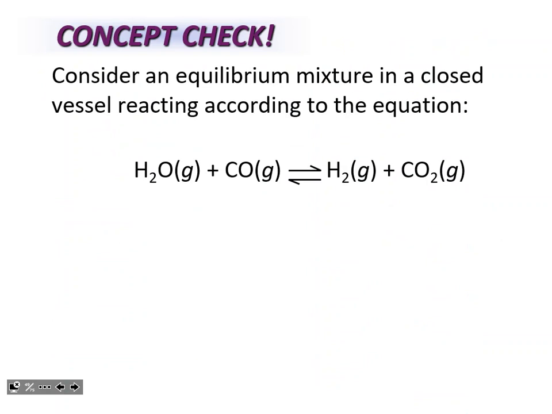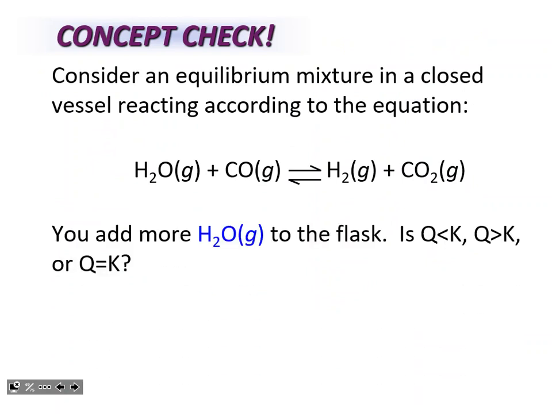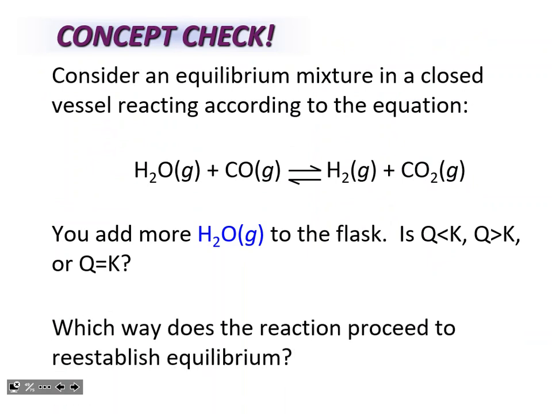Now for the concept check. I want you to really think about this in terms of what we just talked about between K and Q. We have a reaction up here, the water vapor plus the carbon monoxide giving you hydrogen gas and carbon dioxide. You add more water to the flask. Is K going to be greater than Q, less than Q, or equal to Q? And I want you to tell me which way it's going to proceed. So go ahead and talk real quick to your group or people around you and try to come up with an answer there.